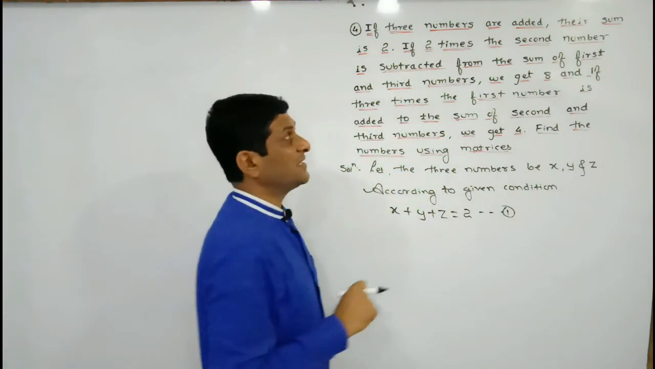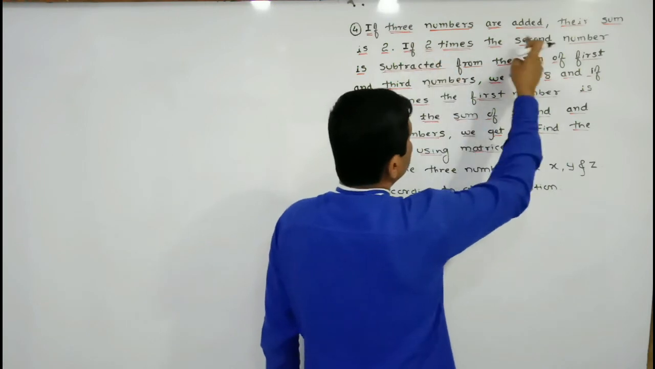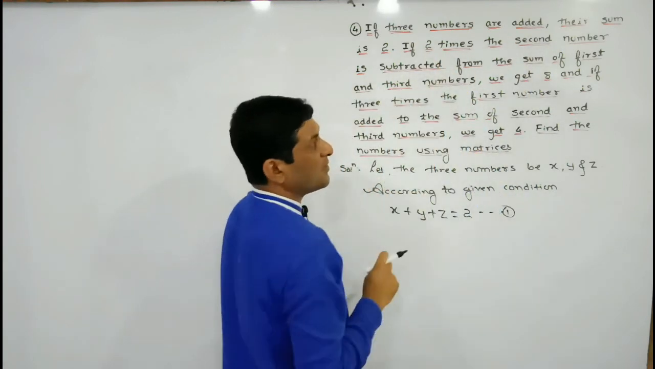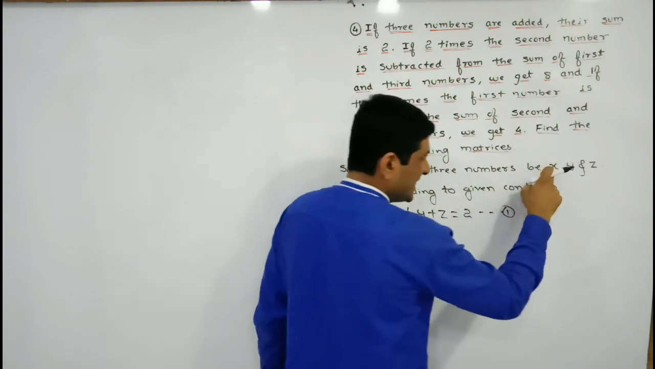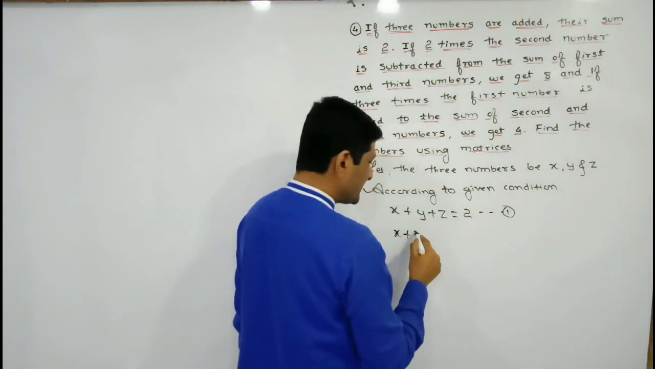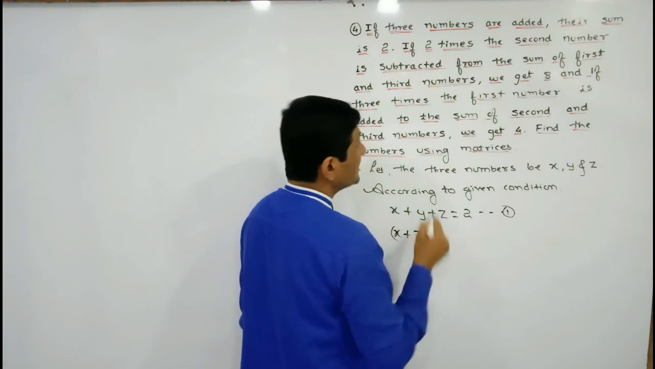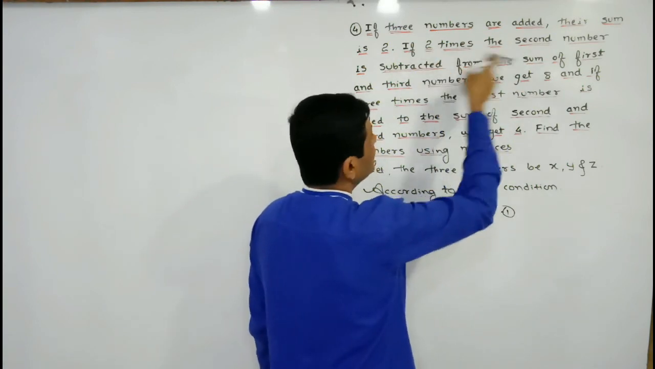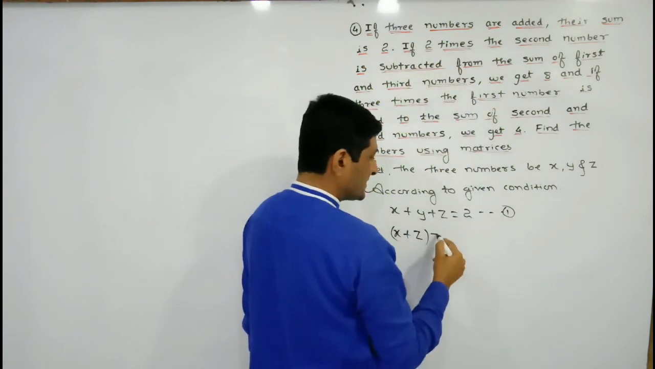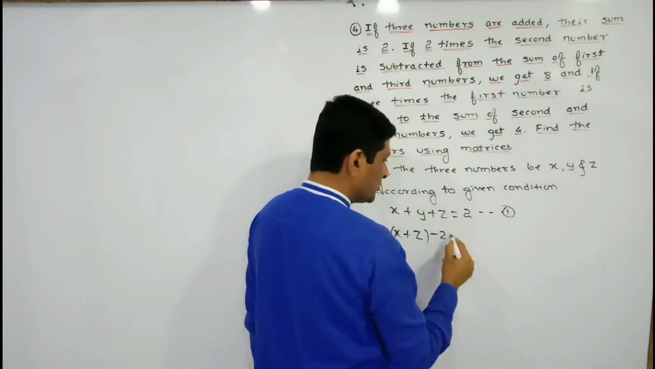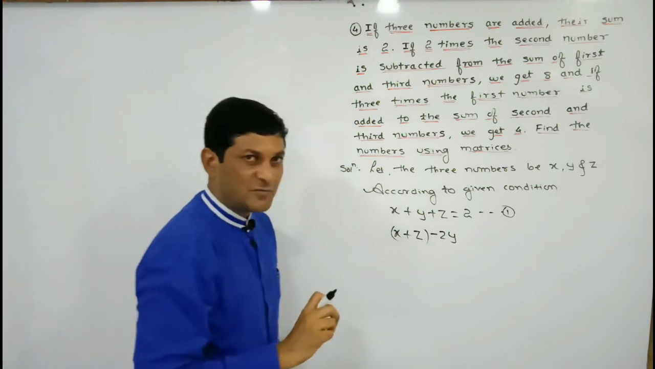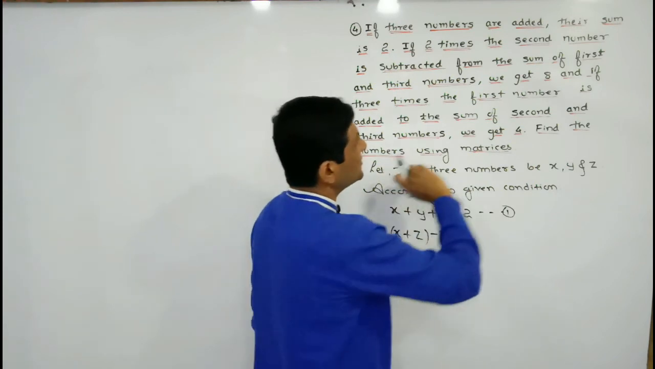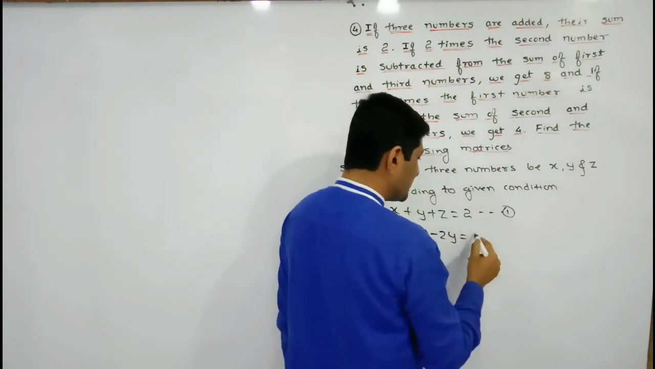Now observe the second condition very carefully. 2 times the second number is subtracted from the sum of the first and third. The first number is x, the third number is z, so x plus z. From this sum, 2 times the second number is subtracted. The second number is y. So 2y is subtracted from the sum of the first and third, and we get 8.